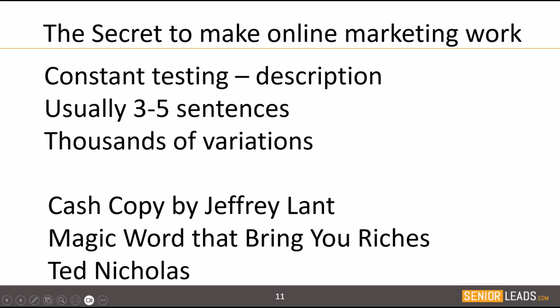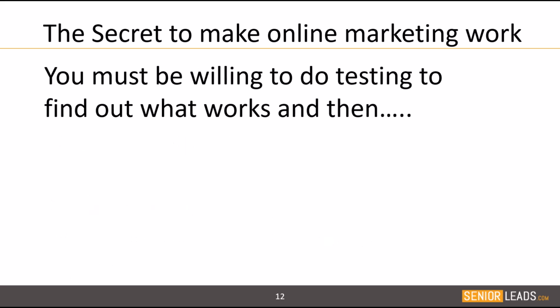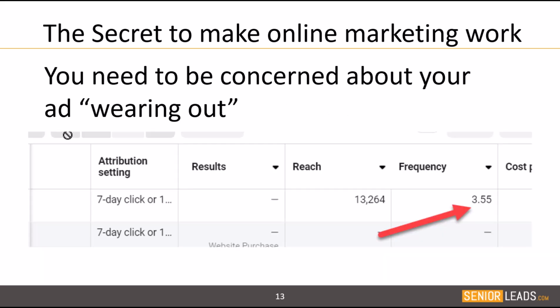Again, just reading two books probably won't make you an expert, but it's a great place to start so you know exactly what you need to do to have successful ads. Now, the secret then to make online marketing work: you must be willing to do testing and find out what works.